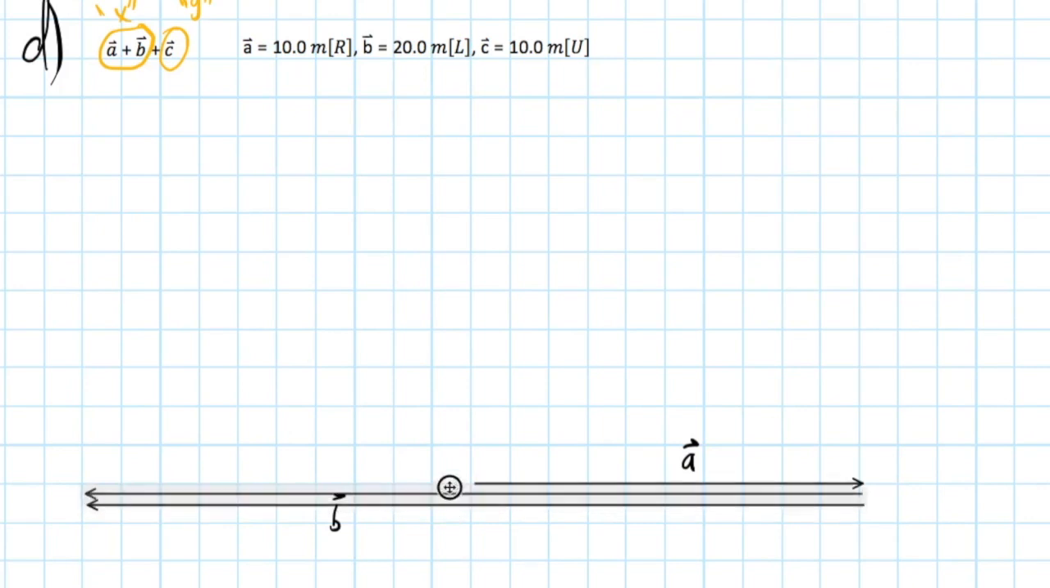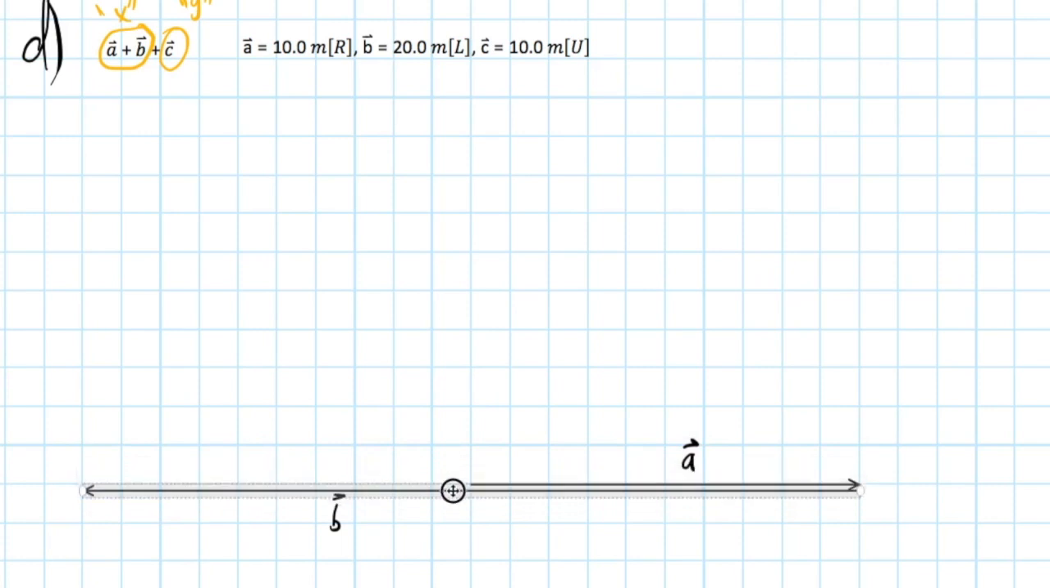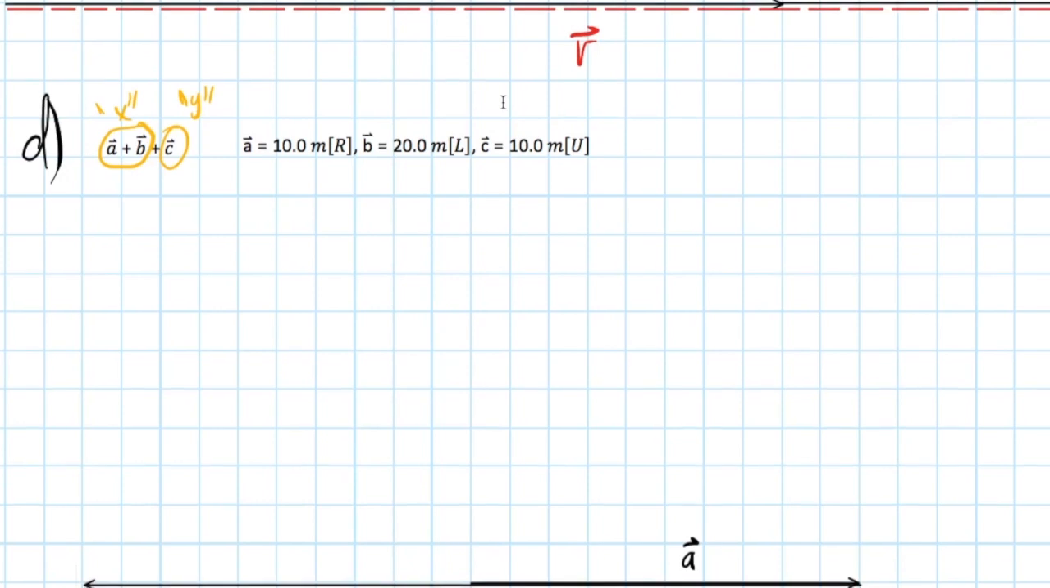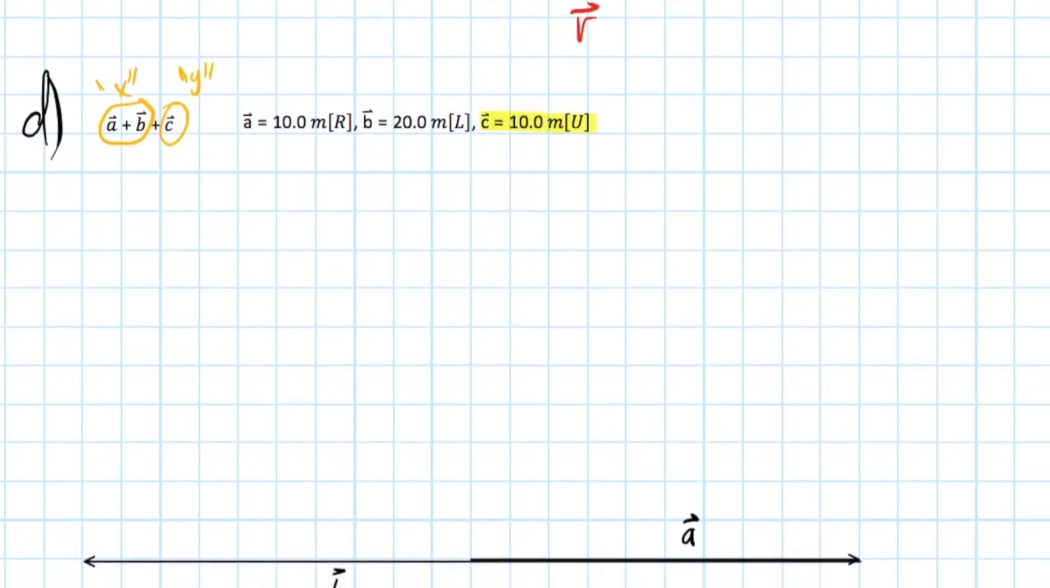So now what I'm going to do is I'm going to take my vector A, which is 10 to the right, add my vector B, which was 20 to the left. And now we have to add our vector C. So our vector C is 10 meters up. Okay, so I've sketched vector C to the side here.